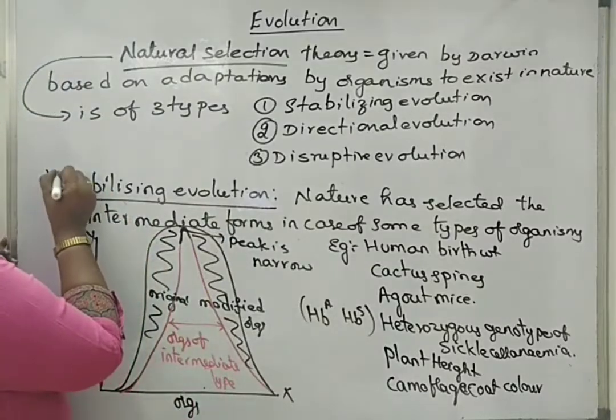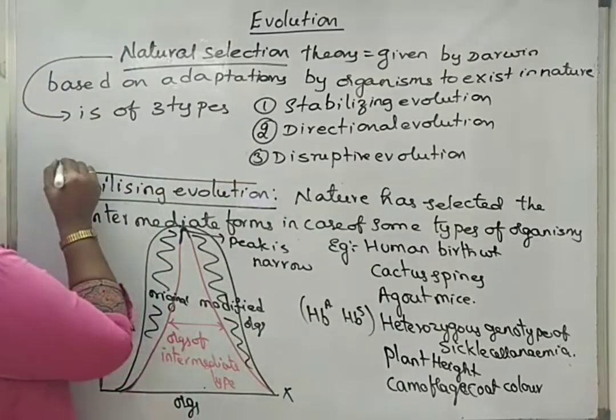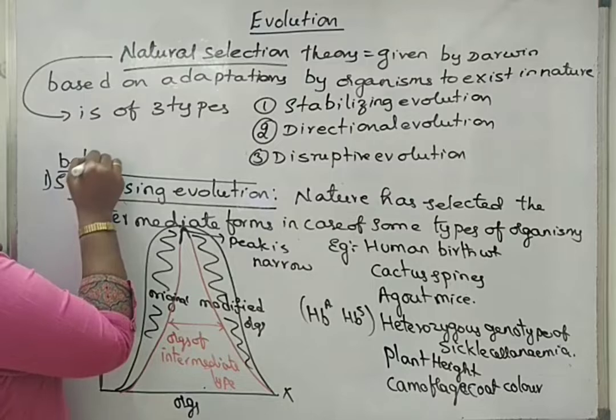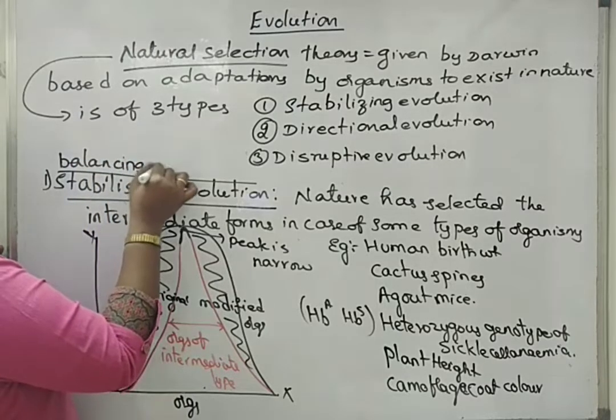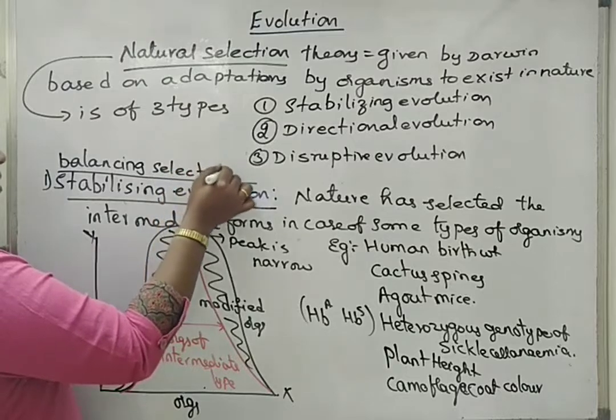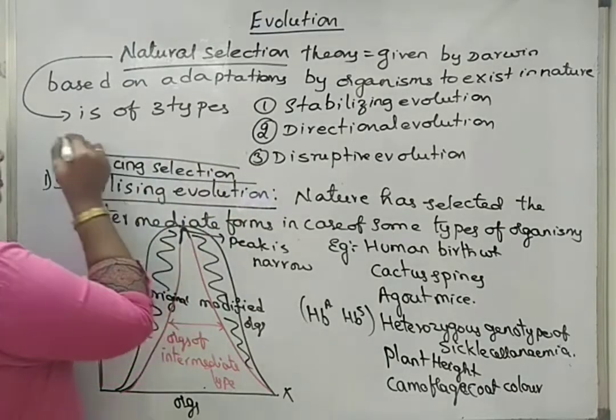Another point: stabilizing evolution is also called balancing selection. It is also called centripetal selection.